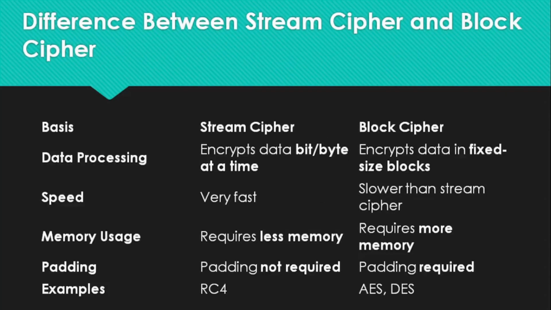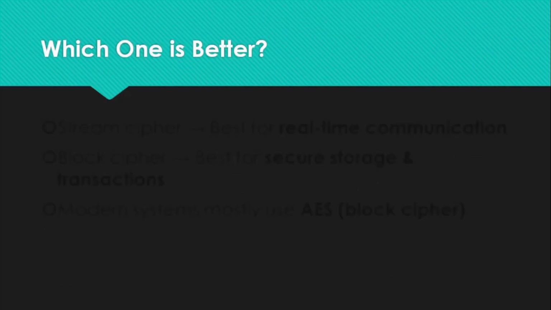Now let us quickly compare stream cipher and block cipher. Stream ciphers encrypt data bit by bit and are very fast, making them suitable for real-time communication such as voice and video calls, while block ciphers encrypt data in fixed size blocks and are more suitable for secure storage and financial transactions. RC4 is an example of a stream cipher, while AES, DES, and triple DES are examples of block ciphers.